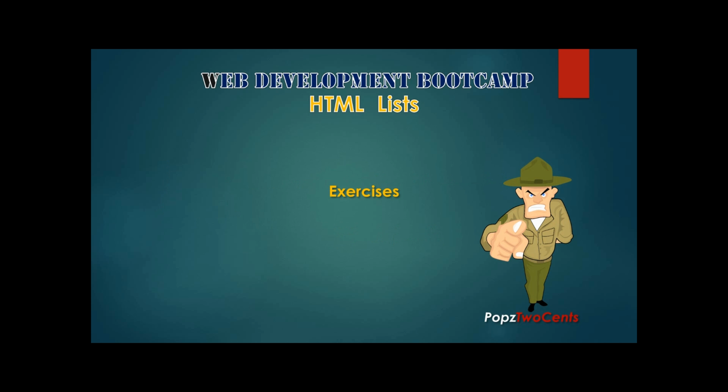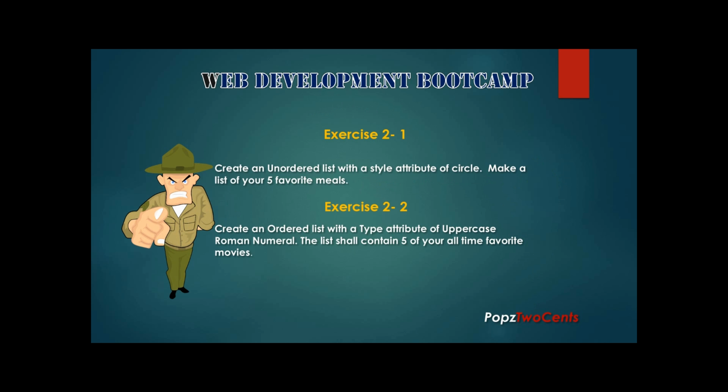Exercises. Exercise 2-1. Create an unordered list with a style attribute of a circle. Make a list of your 5 favorite meals. Exercise 2-2. Create an ordered list with a type attribute of an uppercase Roman numeral. The list shall contain 5 of your all-time favorite movies.